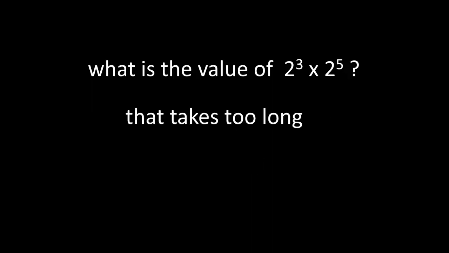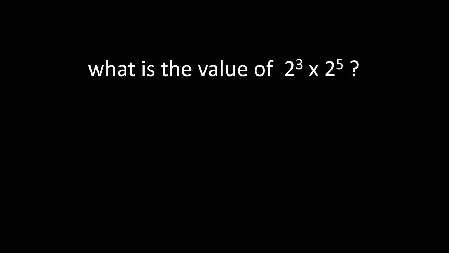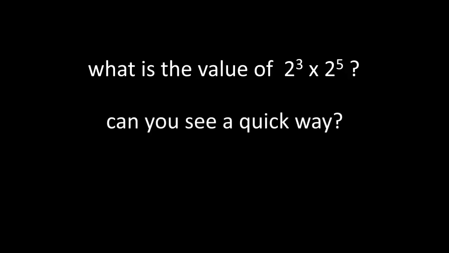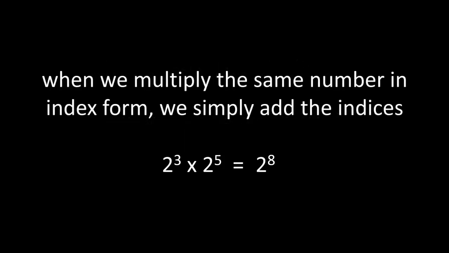But that takes too long as well. We haven't got time to do all that, have we? We want a quick way. Can you see a quick way? Well, 2 to the power 3 times 2 to the power 5, from the last one, we worked out that was 2 to the power 8. So can you see what we've done? When we multiply the same number, and that's really important, it's got to be the same number, in index form, we just simply add the indices. We don't multiply the 2 or anything like that, we just write down 2, but we add the indices.